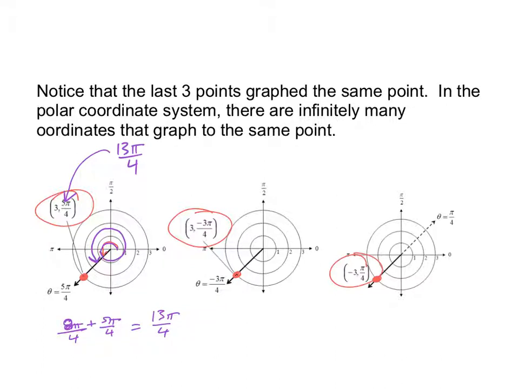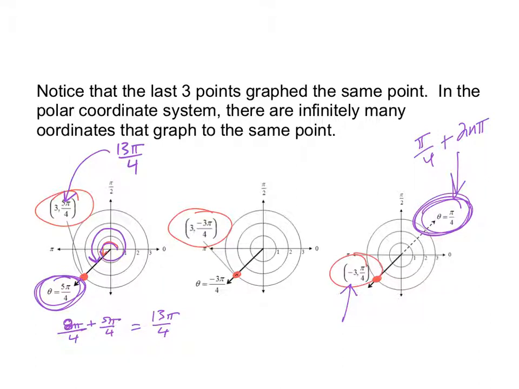In actuality, I could add multiples of 2 pi in either direction, and as long as I end up right here and go 3 units out, I will get the same point. Now, if I want to use a negative r, then my angle must be coterminal with pi over 4. So I could use pi over 4 plus any multiple of 2 pi, any number of trips around the circle. As long as I end up at pi over 4, then pairing it with a negative 3 will give me that same point.